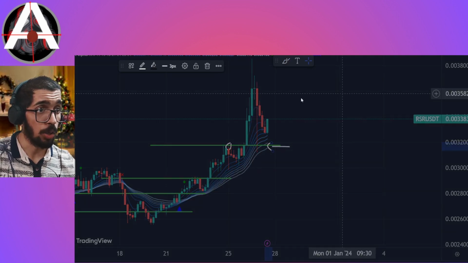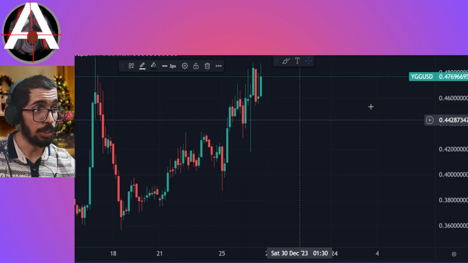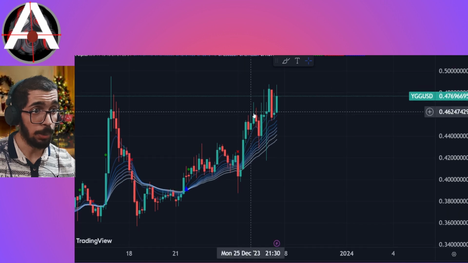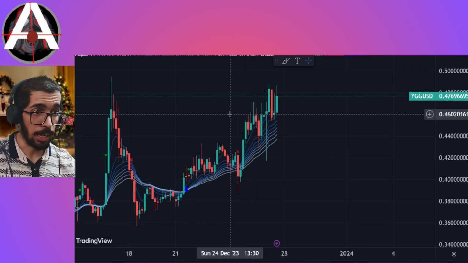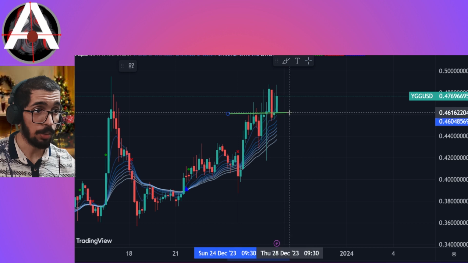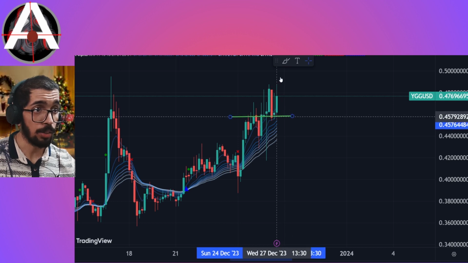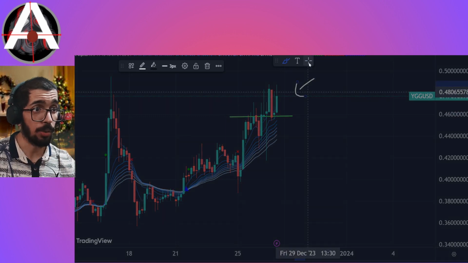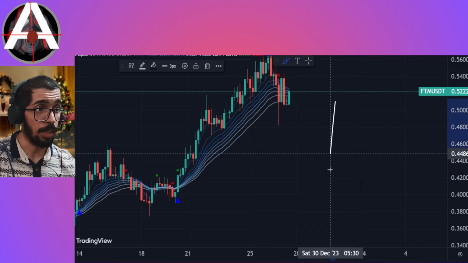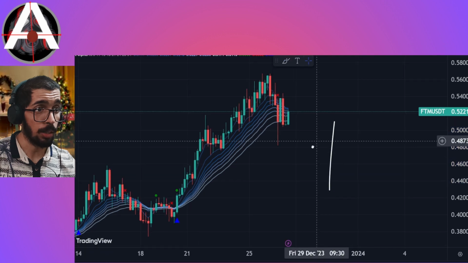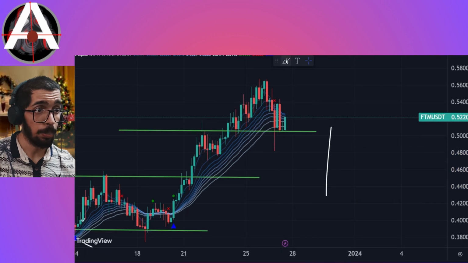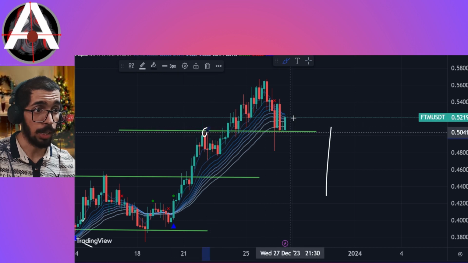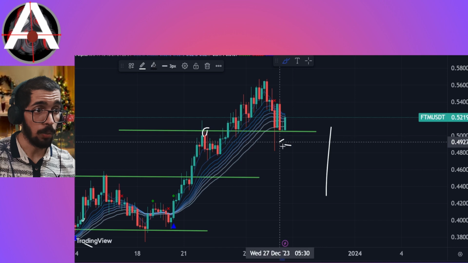Now let's talk about your next coin, which is YGG. This is a gaming coin. This being the previous high, it's over here nicely supporting this previous high. So right now I would also enter YGG. And now let's talk about your next coin, which is FTM. Here is your FTM chart. This being the previous high over here, it kind of bounced off this. And you can see this clear wick over here also.